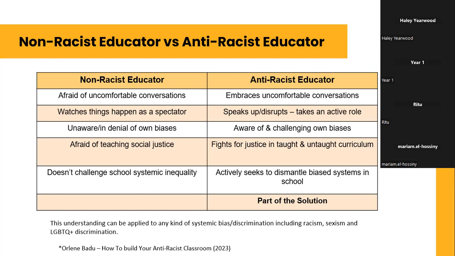The non-racist educator is afraid of teaching social justice, and the anti-racist educator fights for justice in taught and untaught curriculum. We have a non-racist educator that doesn't challenge the school's systemic inequality, and an anti-racist educator who actively seeks to dismantle biased systems in schools. So that makes the anti-racist educator part of the solution. There's a great book by Onleen Badu, which is How to Build Your Anti-Racist Classroom. This is an incredible book, and we also had training by Onleen specifically. And I think that this understanding can be applied to any systemic discrimination or bias: racism, sexism, LGBTQ plus discrimination. It's just about really creating change.